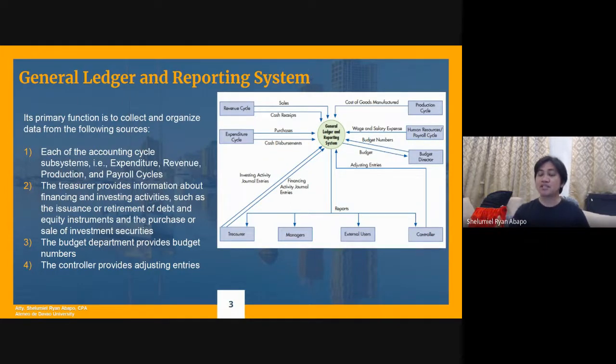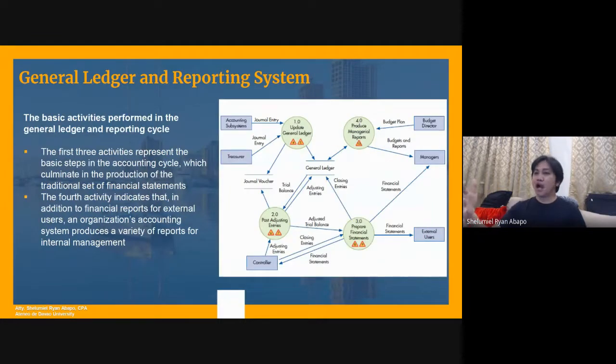These are post-period transactions that are to be recorded inside your general ledger and reporting system in order now to reflect the actual balances of your operations. And we will discuss later on. Okay? So here, you're provided a diagram that shows you the basic activities inside a general ledger and reporting system. What are these four basic activities?